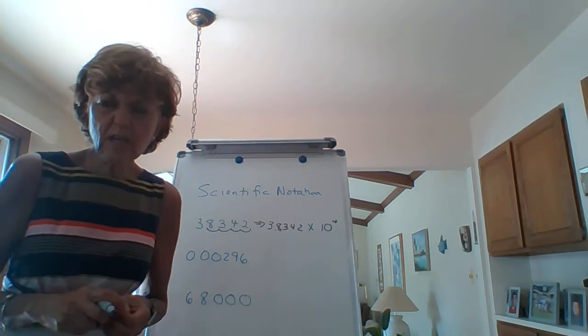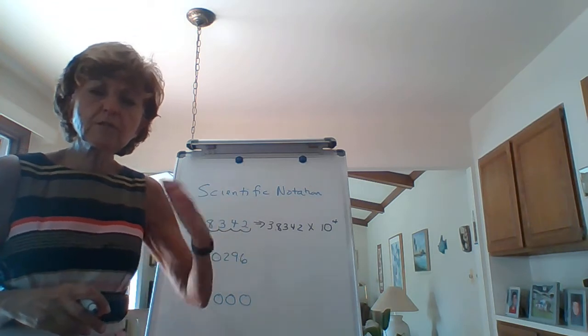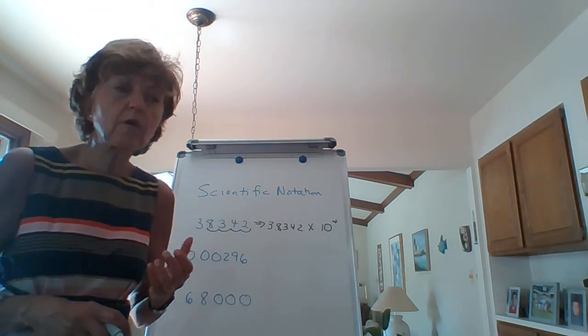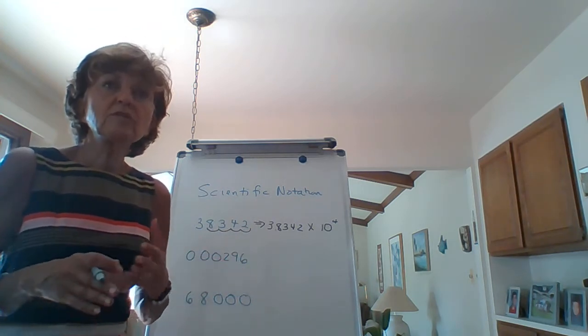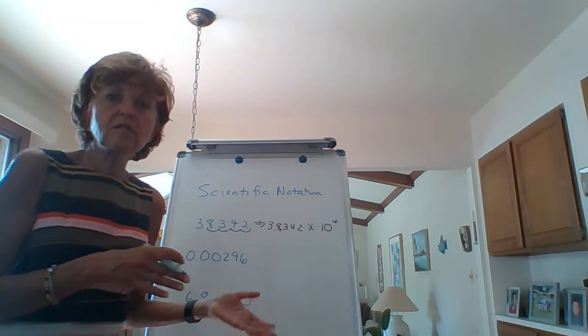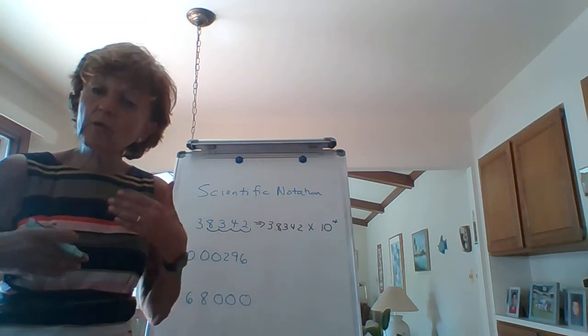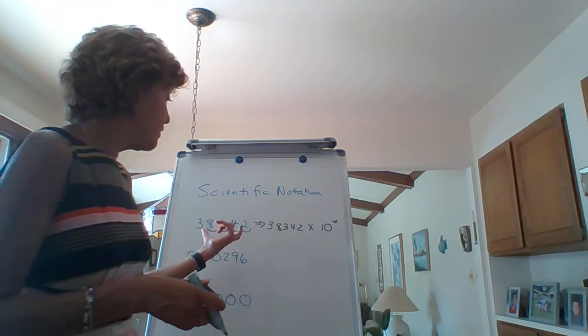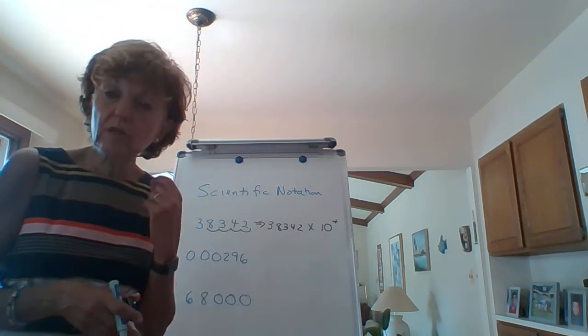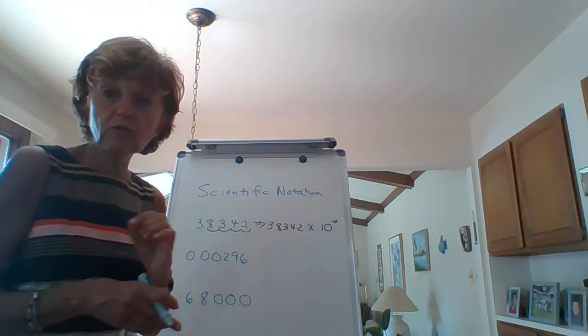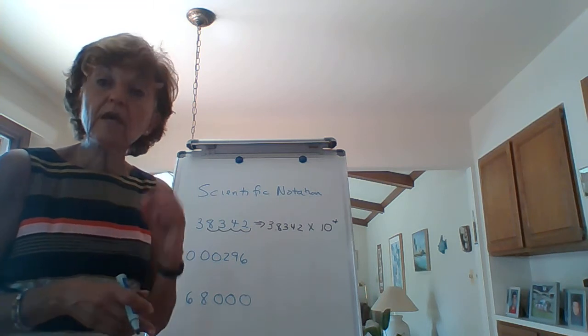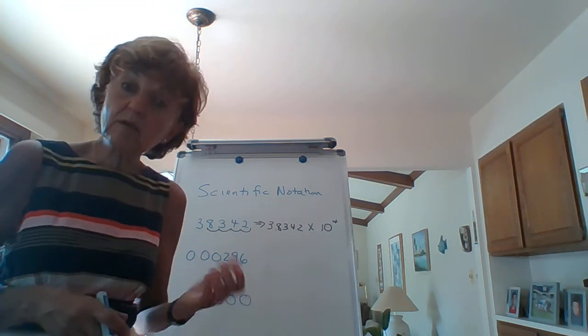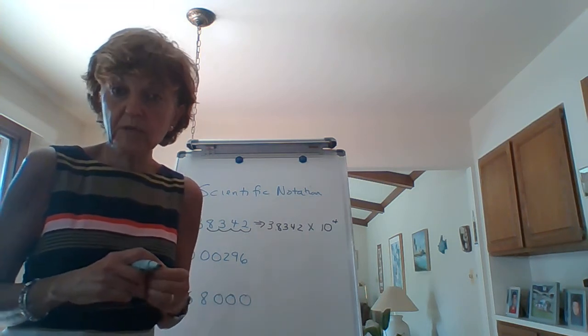A lot of students get confused. Well, how am I supposed to know if it's positive 4 or negative 4? A lot of people will teach that if you move it to the right, it's this way, and if you move it to the left, it's this way. The way I look at it, if the original number is bigger than 1, then the exponent will always be positive. If the original number is less than 1, the exponent will always be negative.